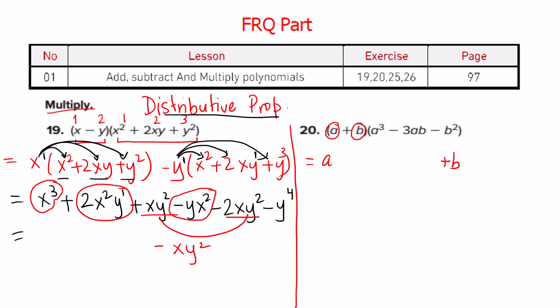What is the power of x here? 2. Is the power of x here 2? Yes. Is the power of y here 1? Y to the power 1 here? Yes. And 1 is positive, 1 is negative. So we will subtract and we are left with x square y.